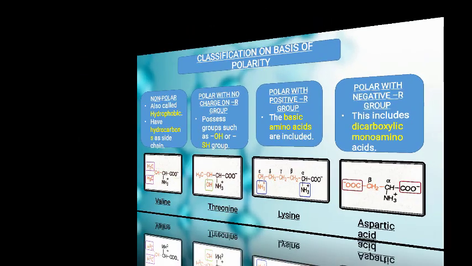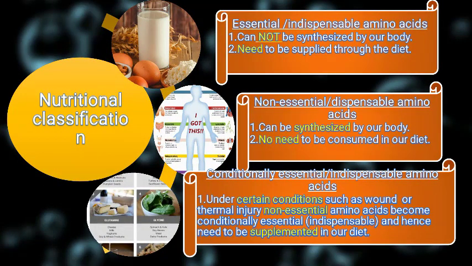Now we will have a look at the last classification, the nutritional classification. You are quite familiar with this one. The first class here is essential or indispensable amino acids, which means that these amino acids are very necessary in our diet as our body cannot synthesize them. The second class includes non-essential or dispensable amino acids. These amino acids we can do without in our diet as our body synthesizes it on its own.